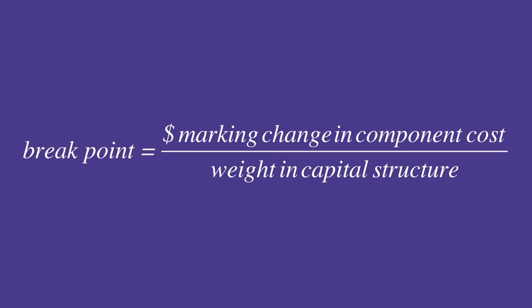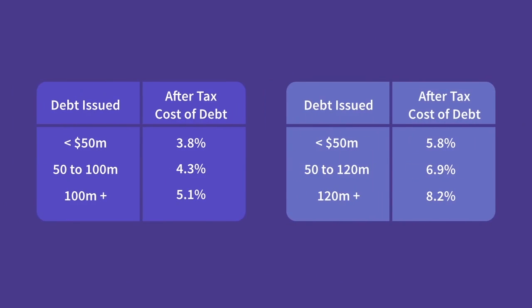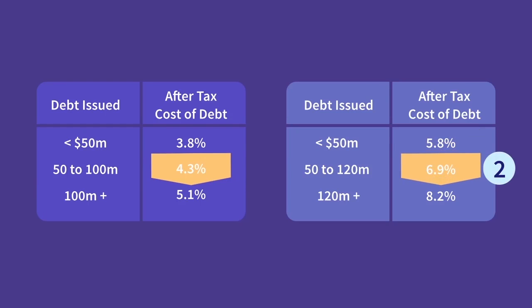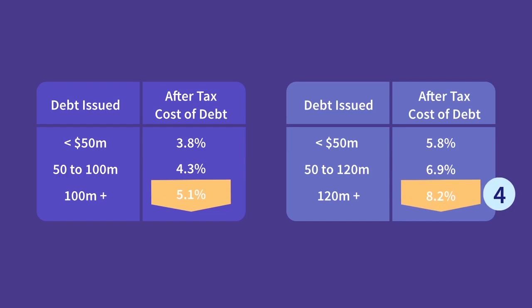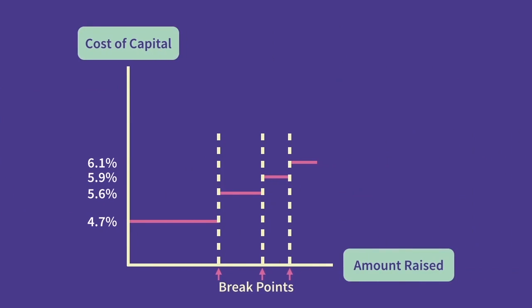One vital thing to realize here is that there are 4 places where the cost of capital changes. One where the cost of debt moves from 3.8 to 4.3%, a second where the cost of equity moves from 5.8 to 6.9%, another where the cost of debt moves from 4.3 to 5.1%, and a fourth where the cost of equity moves from 6.9% to 8.2%, meaning that we have 4 breakpoints. Be very careful here. Remember that a breakpoint is a level of capital where a component cost of capital changes.